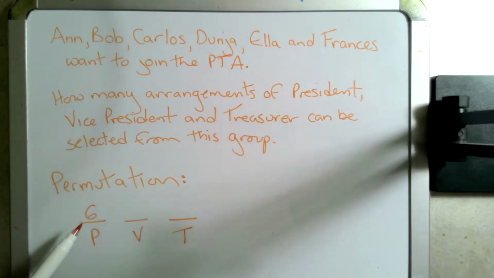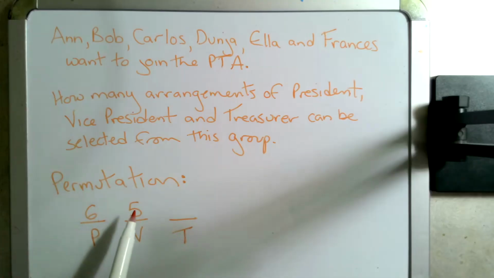Now, one of these guys is chosen to be president. So how many do we have left to select from for vice president? We have 1 fewer, right? Because somebody's already sitting as president. So that means we have 5 options for vice president, having picked a president. And now, again, for treasurer, we've got somebody sitting here and somebody sitting here. So we only have 4 options left for treasurer.